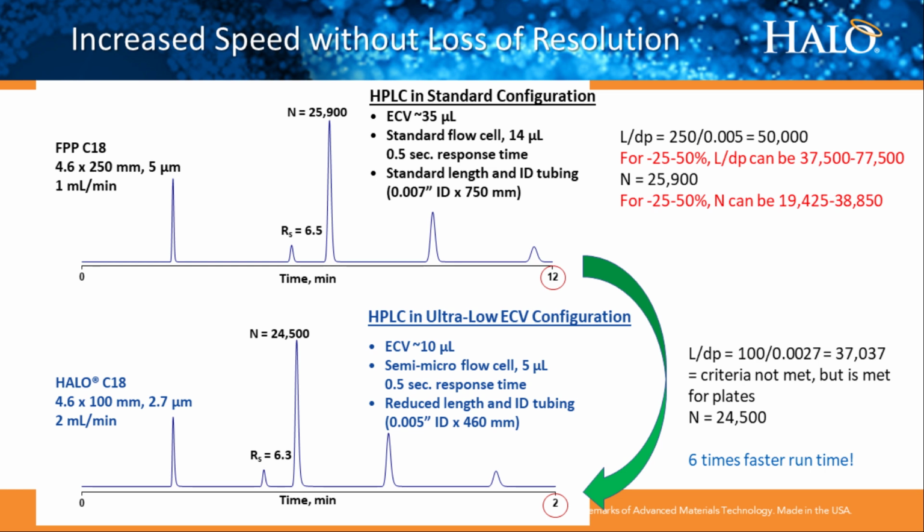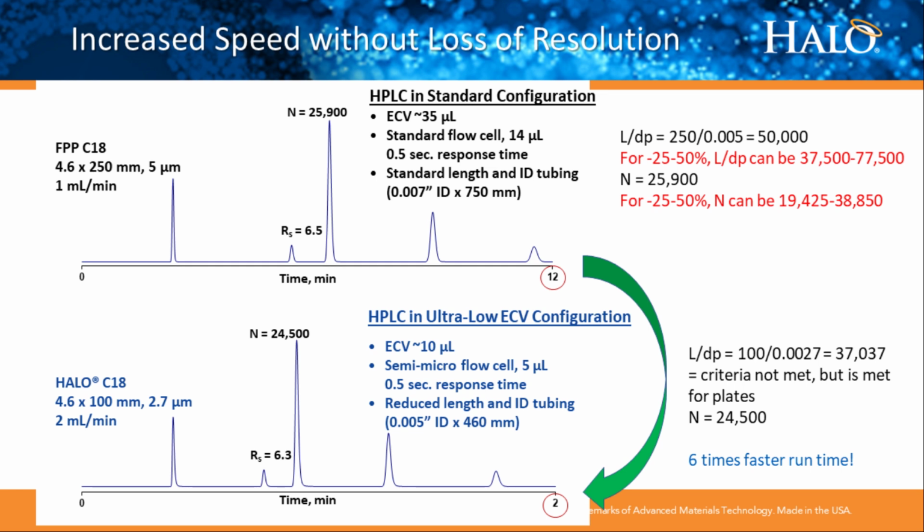Here's an example looking at increased speed without loss of resolution. This top chromatogram is using a FPP C18 column in 4.6 by 250 millimeter dimension and 5 micron particle size. The extra column volume is approximately 35 microliters. It's using a 14 microliter flow cell and the standard length and ID tubing. So in terms of the L to dp ratio, it can be anywhere from 37,500 to 77,500. And for plates, it can be anywhere from 19,425 to 38,850.